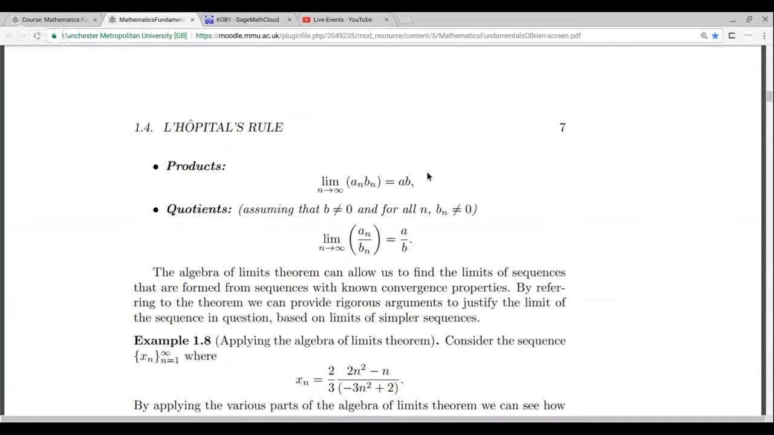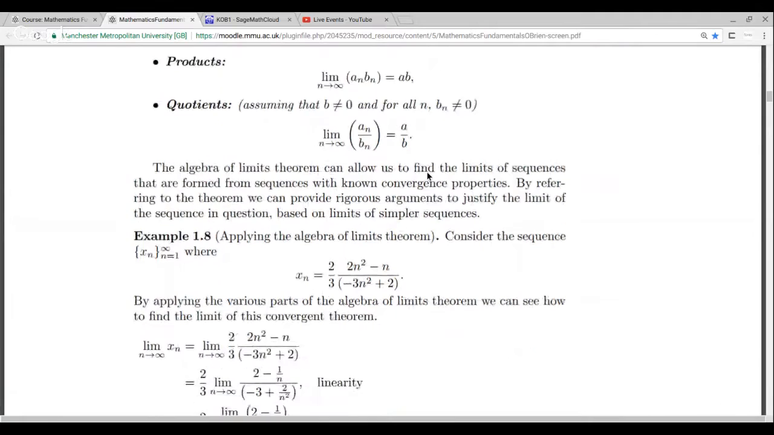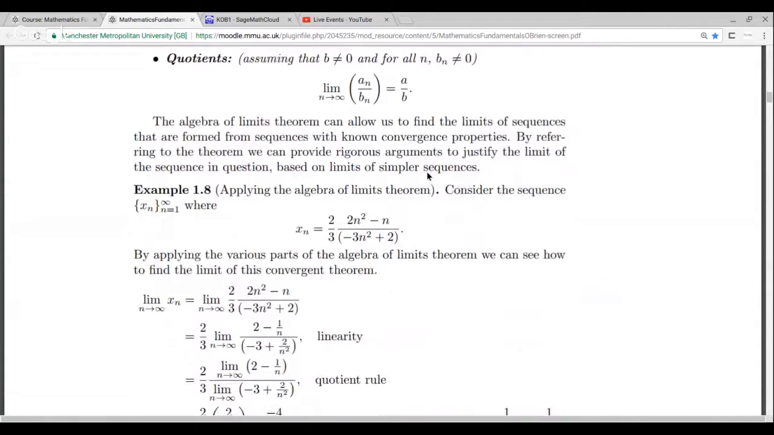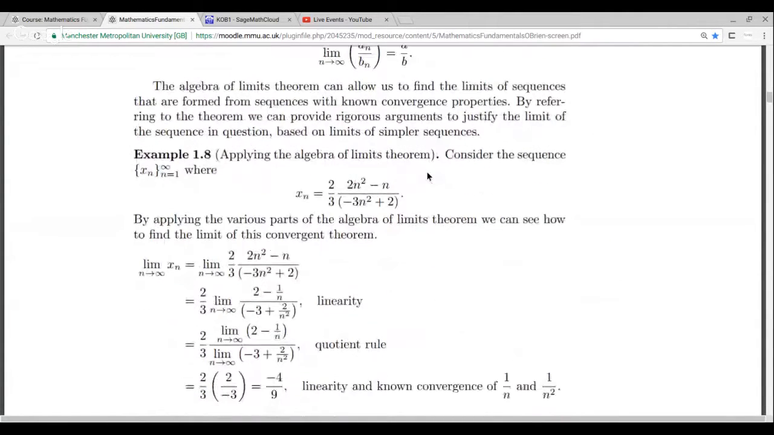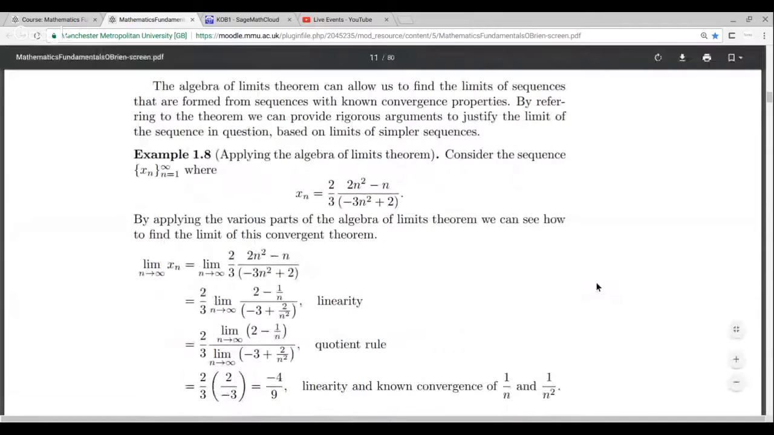And to make sense of the limit a over b, we have to make sure that b is not 0. Okay. Now, before we get into the proof of these, let's look at a worked example of using the theorem. So here is one instance where we can use the algebra of limits theorem.